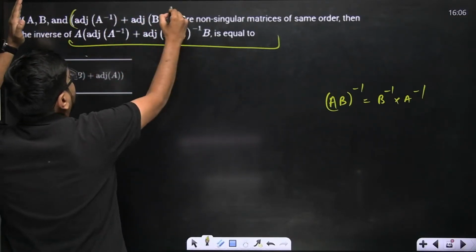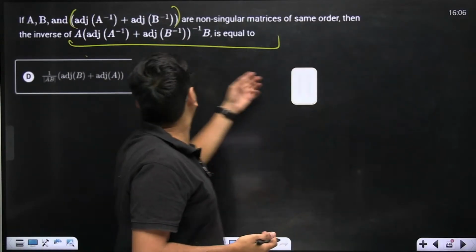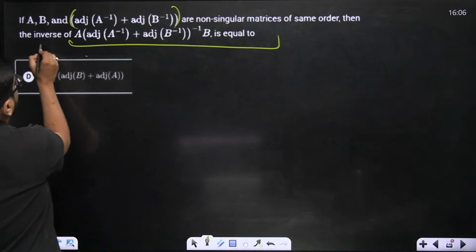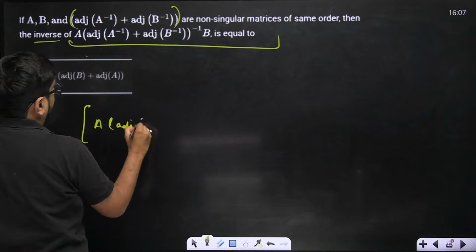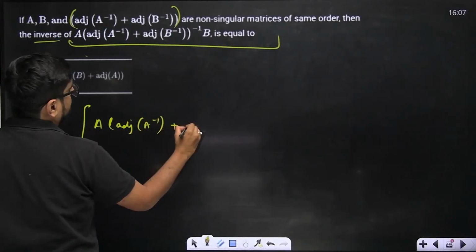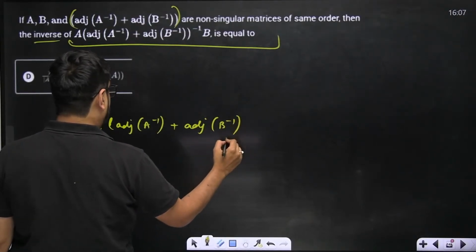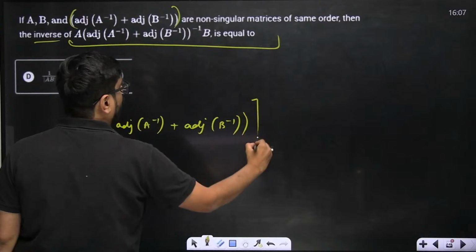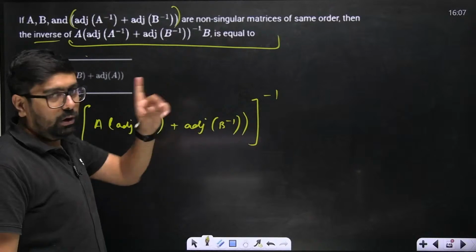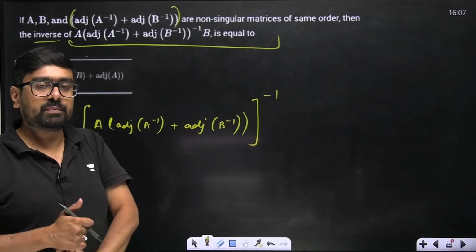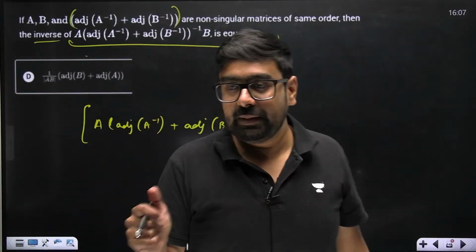This complete thing is a matrix, right? A and B are non-singular matrices of the same order, then you have to calculate the inverse of this. That means inverse of A, adjoint of A inverse plus adjoint of B inverse. What I'm trying to say is, they will always try to scare you. How will we find the inverse? So many properties seem to be used over here, but only one property is being used, which is that AB whole inverse is B inverse into A inverse.